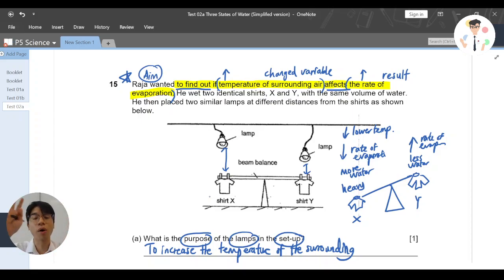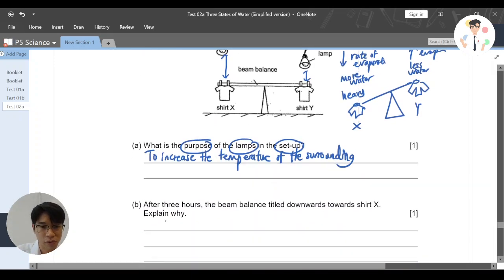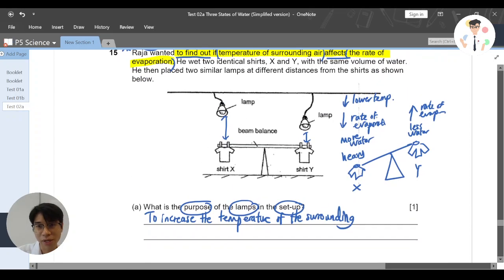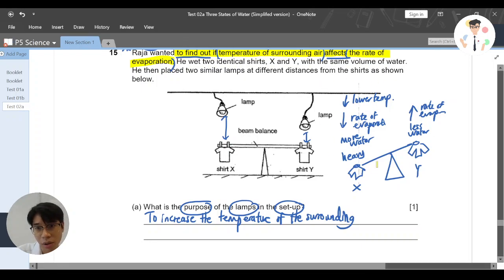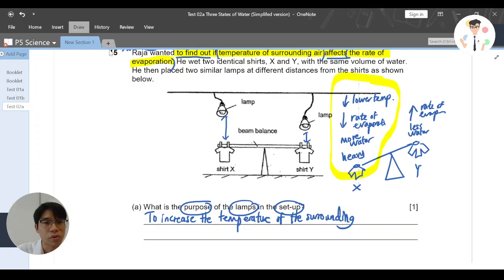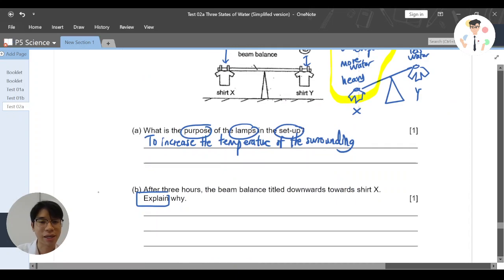Then there's still more water inside. So, explain why. You can just look at this idea that I've just explained to you. Okay? So again, why lower temperature? Because the distance of the lamp is further. That's why it causes lower temperature, and less rate of evaporation. That's why there's more water, that's why it's more heavy. Okay, so you're explaining this way.